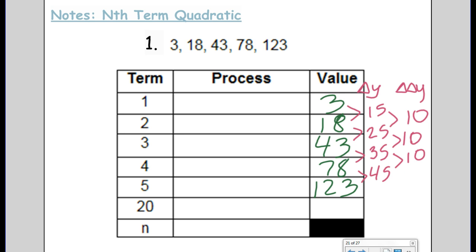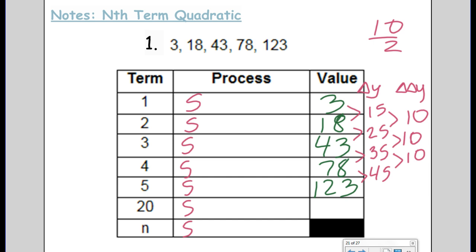All right, now be careful. 10 is not your slope. Everyone say 10 is not my slope. We did delta y twice, so we need to undo that. We need to divide by 2 because we did delta y twice. So what is 10 divided by 2? It's 5. 5 is our slope, so write it all the way down the column. 5 is the slope. It's not 10.